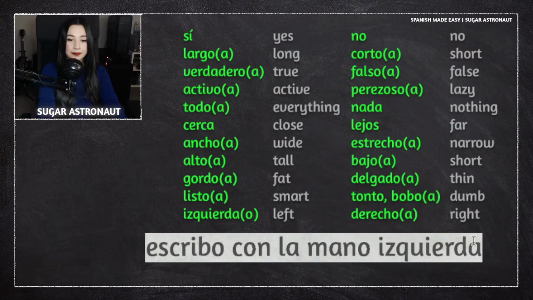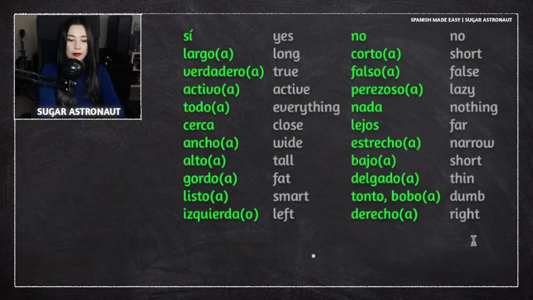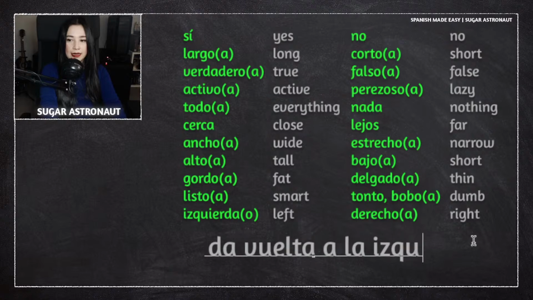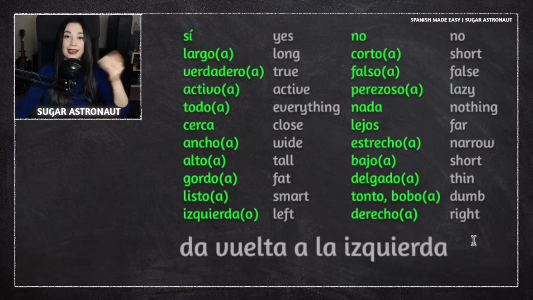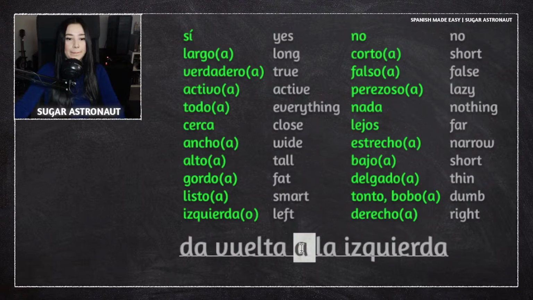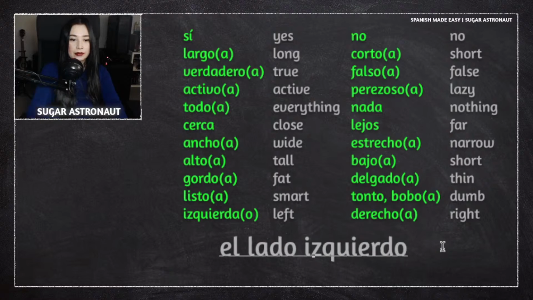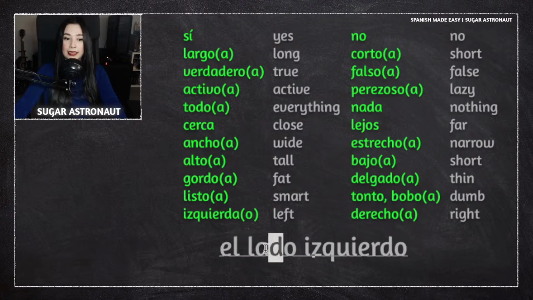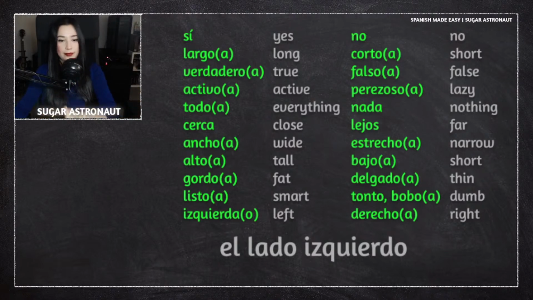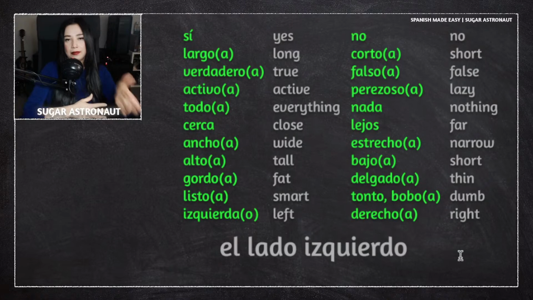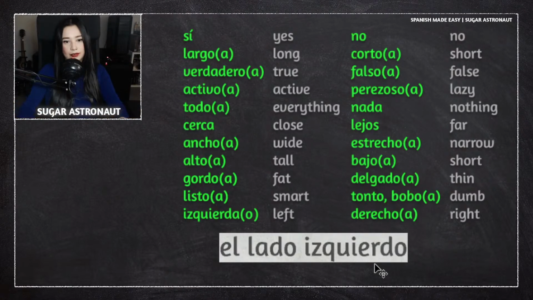But you can also say da vuelta a la izquierda. Turn left. Or you can say el lado izquierdo. So this is masculine, and that's because lado is masculine. Okay, so izquierdo or izquierda can be masculine as well. It depends on the situation.